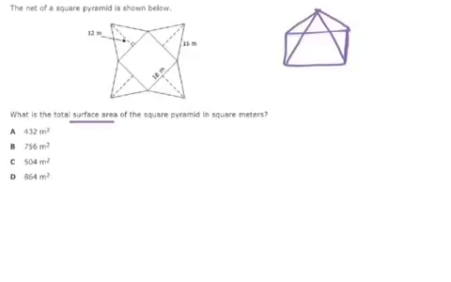So the net of a square pyramid is shown below. Square pyramid, which means it's going to be a shape that has a square base, but then kind of comes up like this if we folded this net up and made the pyramid. So let's go to the question part of it. What is the total surface area of the square pyramid in square meters?